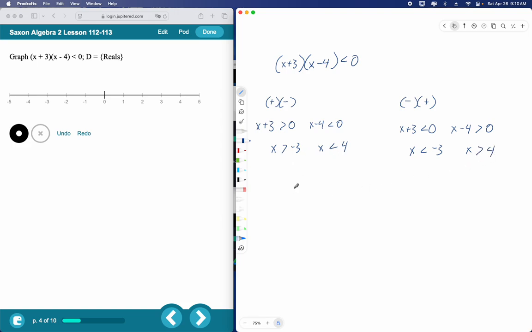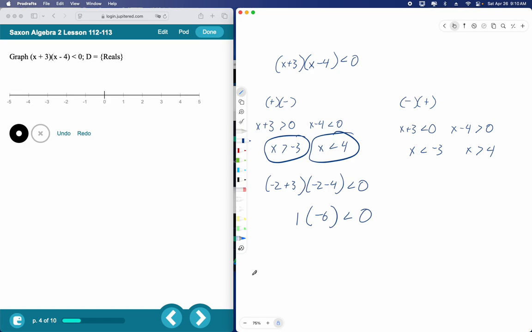So then we have to test. We're going to pick this one: x is greater than negative 3. That'd be negative 2. So negative 2 plus 3, negative 2 minus 4, less than 0. That's 1 times negative 6, and negative 6 is less than 0. So these two are the ones that are correct.